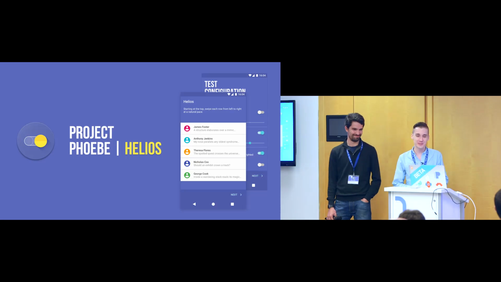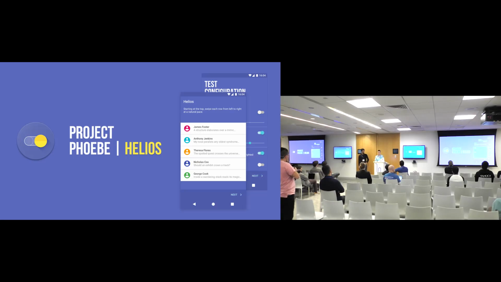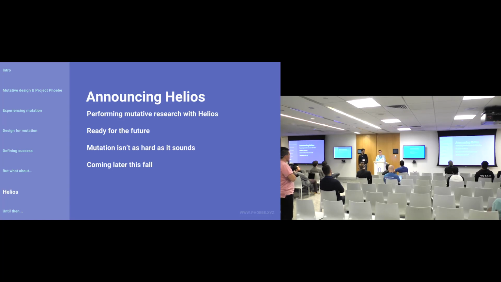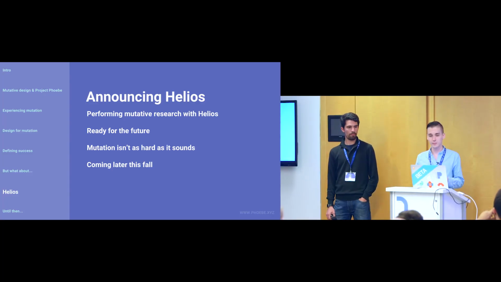So moving on, I do want to talk about Helios. This is an app that Francisco and I are working on now to essentially research mutative patterns. It will allow us to perform research on these patterns: how the patterns work individually, how users perceive change, how the mutations interact with each other, how users experience that, and just defining some patterns. And it's built in a modular way so future mutations can be added.